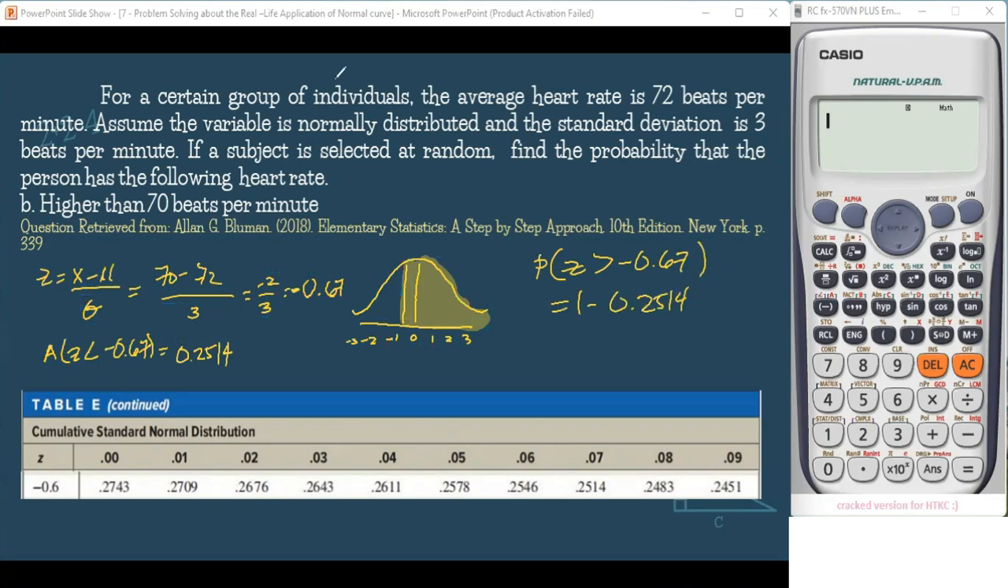So using our calculators, that is 1 minus 0.2514 is equal to 0.7486. So meaning to say, the probability that the heartbeats per minute is higher than 70 is 0.7486 or simply 74.86%. And this is our final answer.